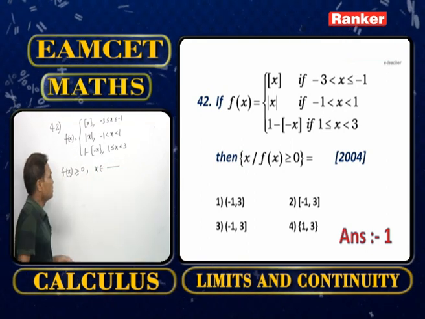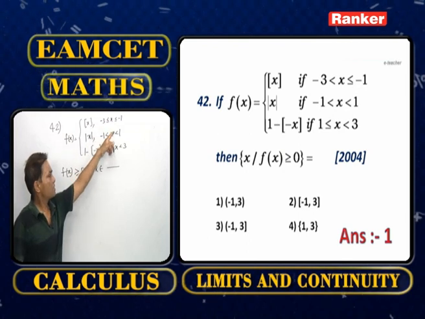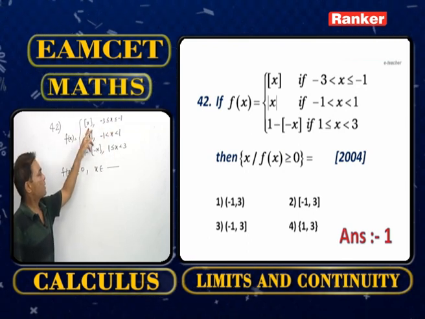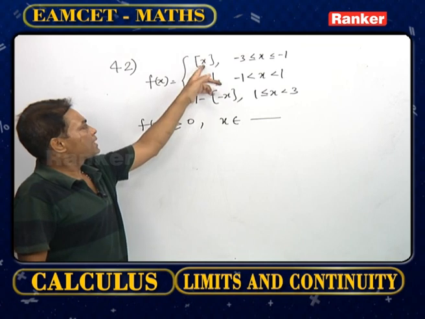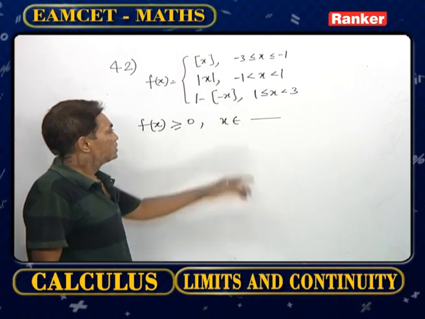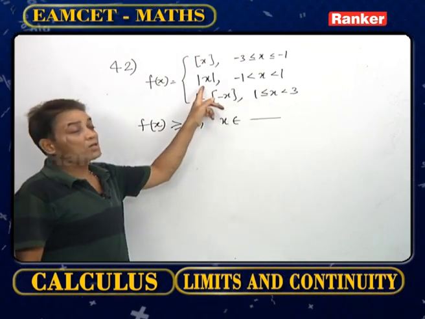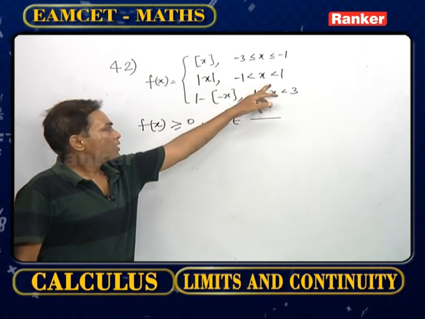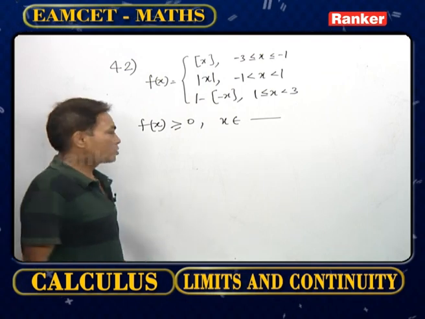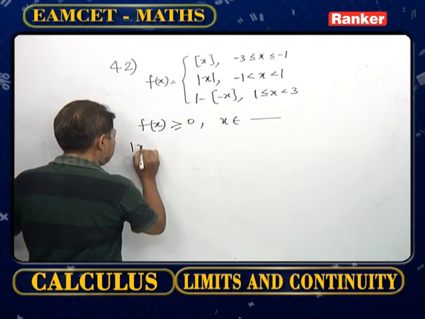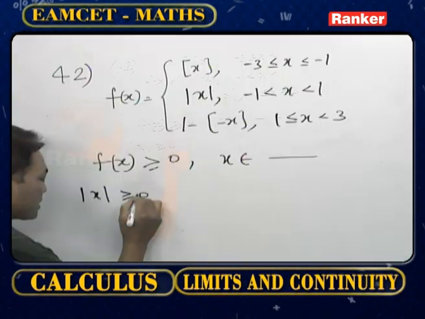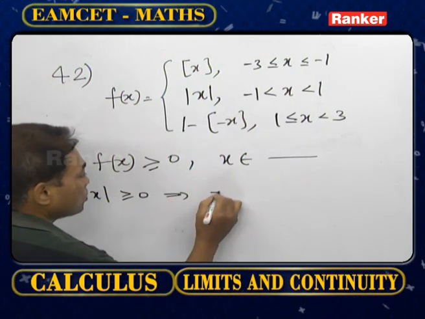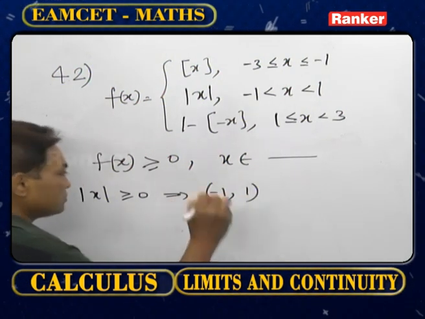This is the question. It is very simple. From minus 3 to minus 1, all integer parts are negative only, so you do not get any value from the first definition. Minus 1 to 1, this is absolute value, mod x. If you put minus 1, mod minus 1 becomes 1. When you put 1 also it becomes 1. So what we understand here is, in the second definition, mod x is always greater than or equal to 0. So we can use minus 1 to 1.